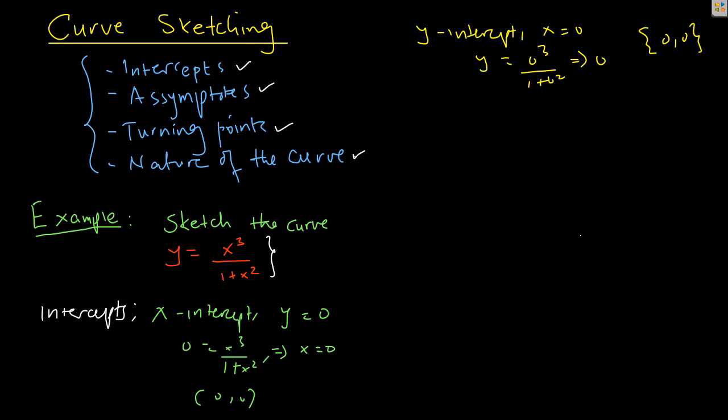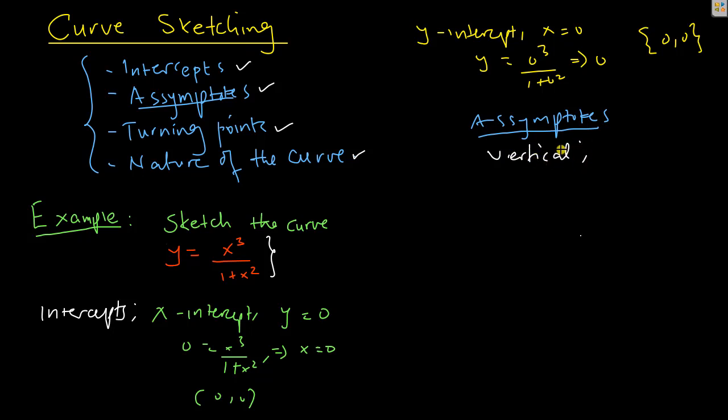Let's go on to the asymptotes. We're now looking for the asymptotes. I'll begin with the horizontal asymptotes. Let's begin with the vertical. I think that's a little bit easier, so to say. So let's work on the vertical asymptotes.